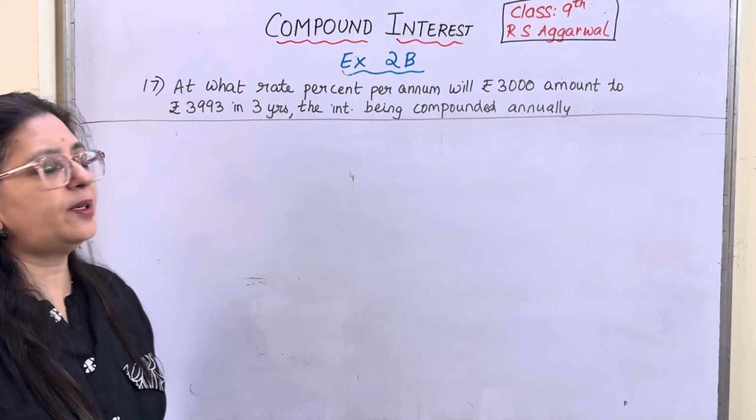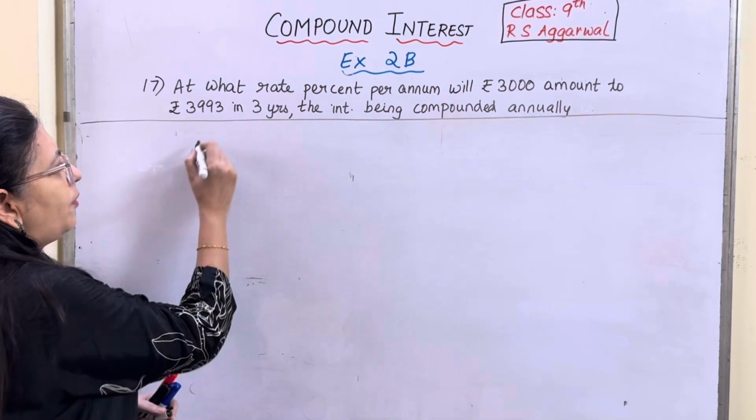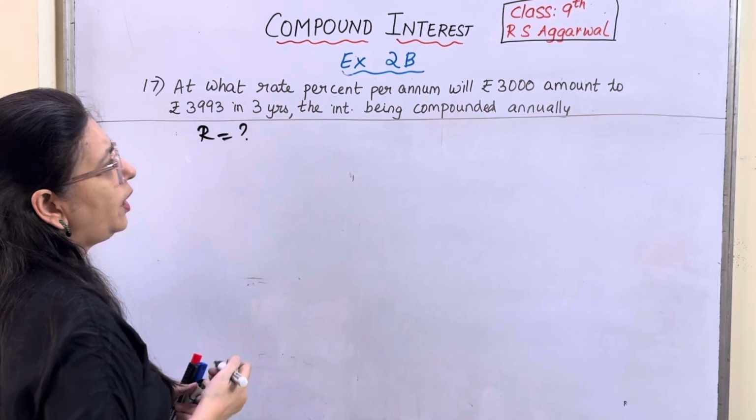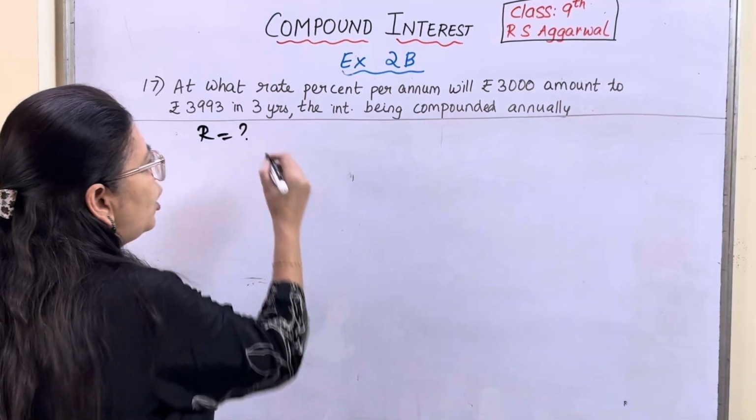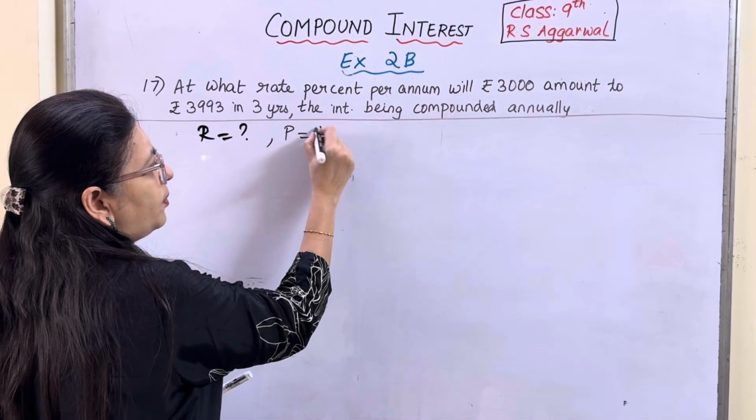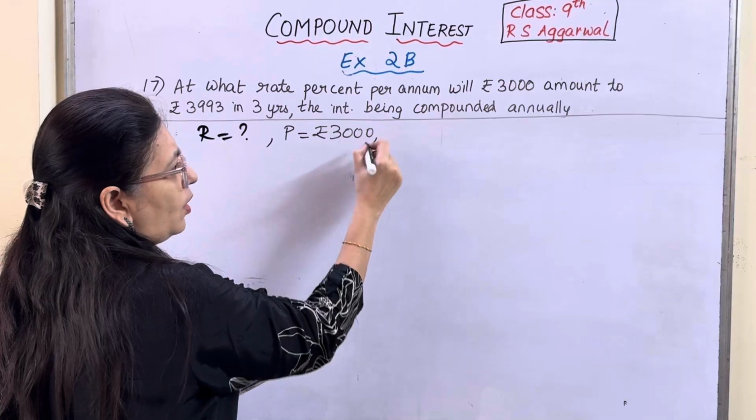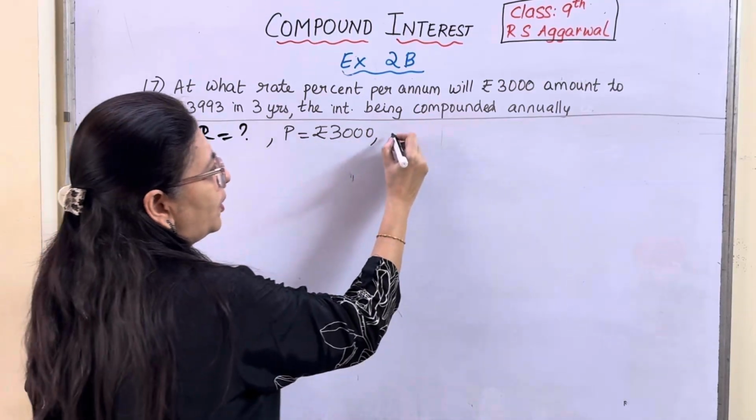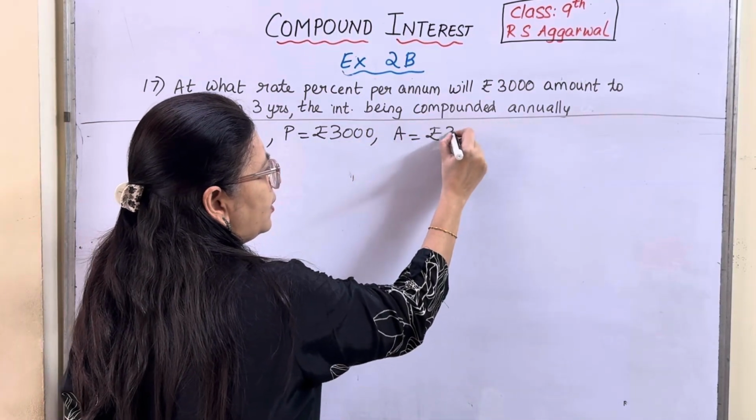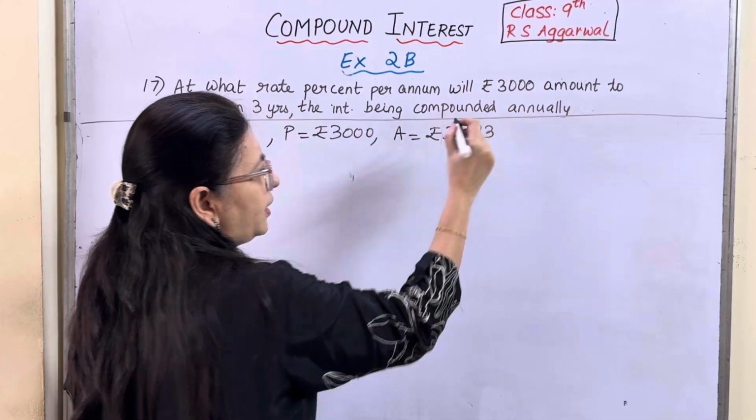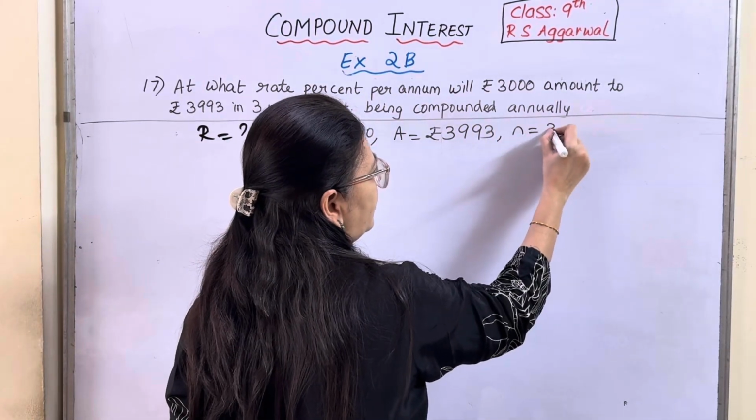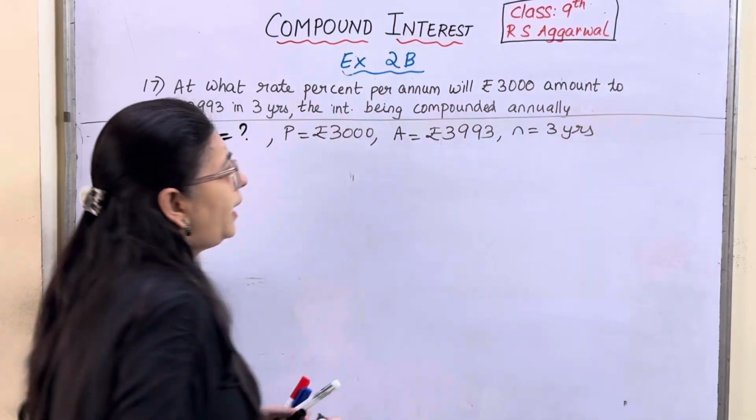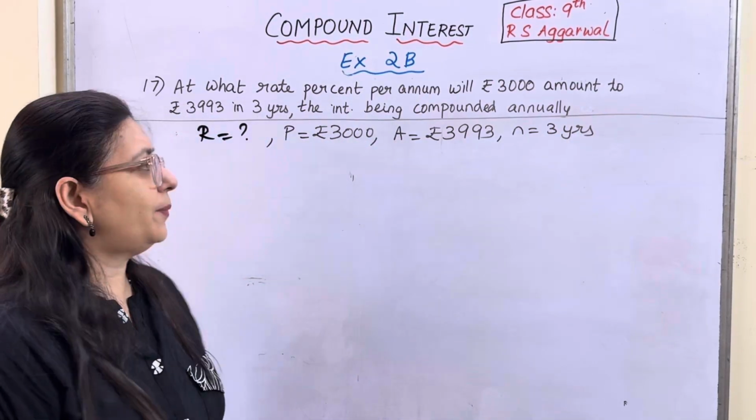At what rate percent? Here rate is not given. You have to find the rate. Per annum will rupees 3000 amount to. So what is 3000? That is the principal. It will amount to this much. So amount is given as 3993 rupees in 3 years. So N is given as 3 years, interest being compounded annually.